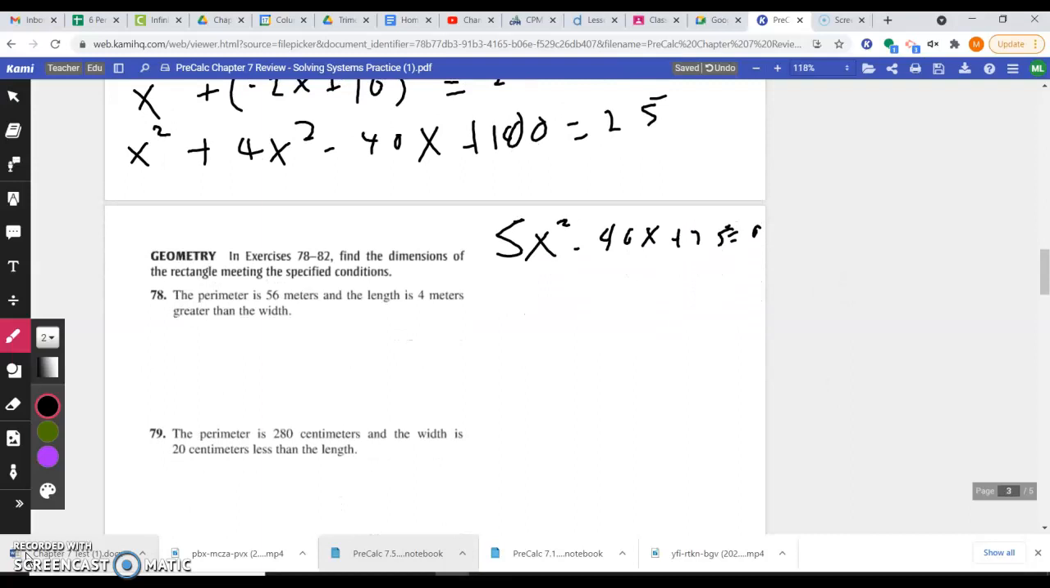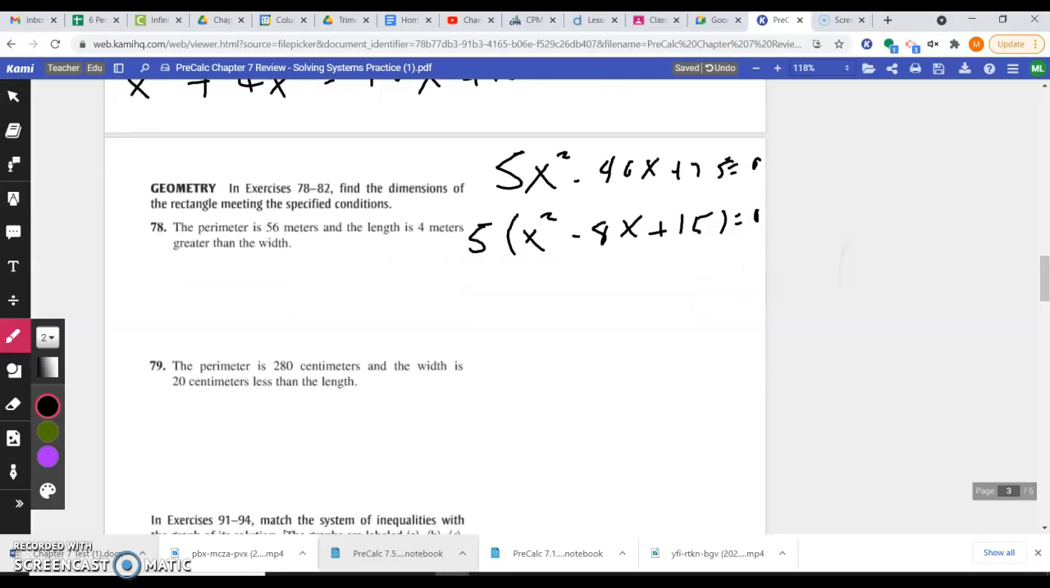I've got to factor this thing, which is factorable as it is right now, but to make life easier on myself, I'm going to take out a 5. So the 5 goes on the outside. This becomes x squared minus 8x plus 15 equals 0.